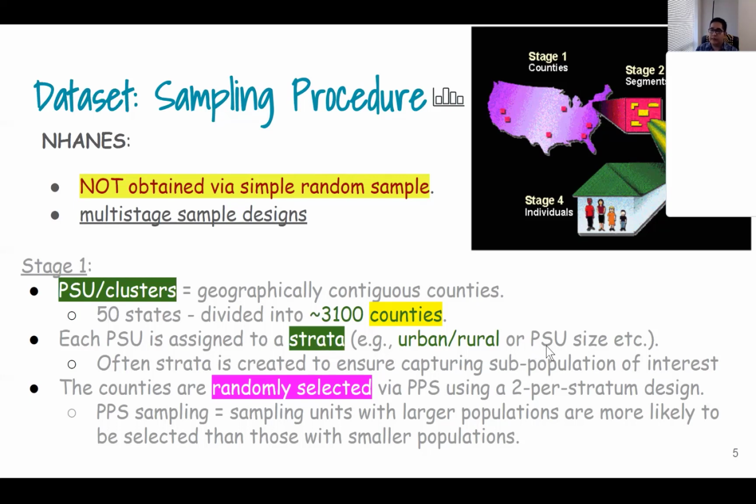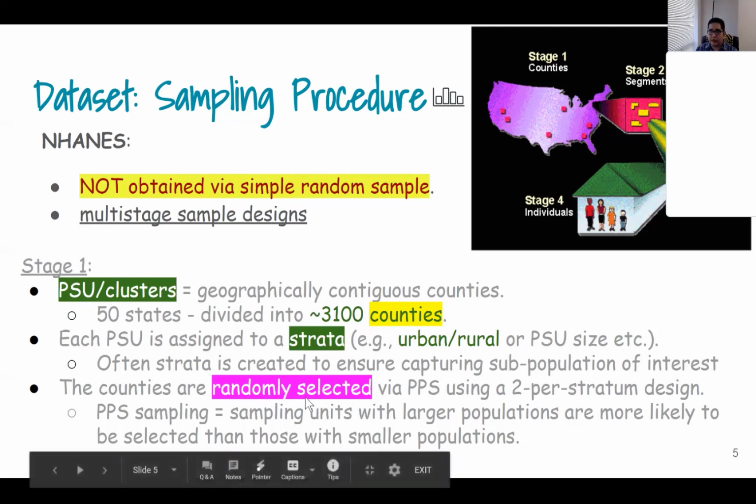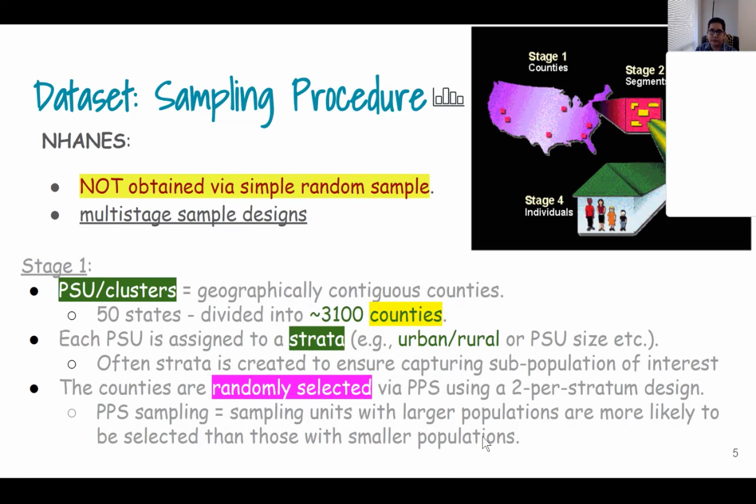And then a simple random sampling is conducted based on PPS. That means that the sample units that have a larger population are more likely to be selected than those with a smaller population. So this is a complex process.